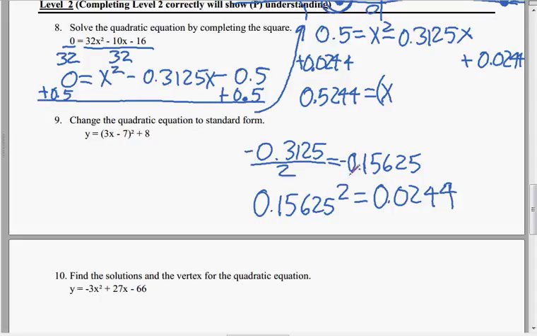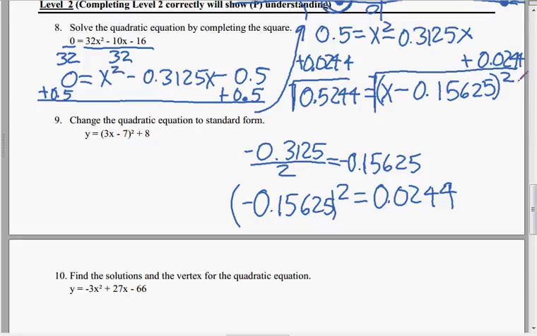and I kind of cheated a little bit. I should have taken the negative and divided it. I got negative 0.15625. When I square it, though, I still get the positive 0.0244. So x minus 0.15625 squared. Now, take the square root of both sides. The whole point was to build a perfect square, so I can take the square root of both sides. That's why we call it completing the square.